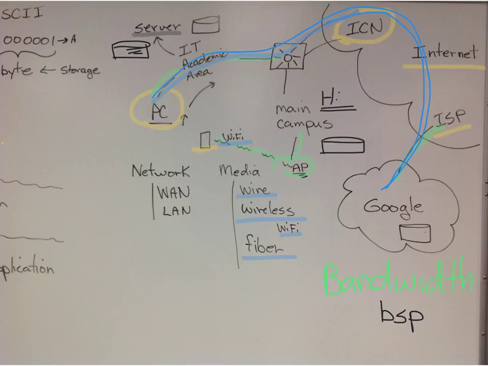But the media, it's typically these three things. It's either going through wire, wireless, or fiber, or in most cases a combination. If the network deals with the same geographical area, pretty much being under the control of one particular company, business, or whatever, it's a LAN.